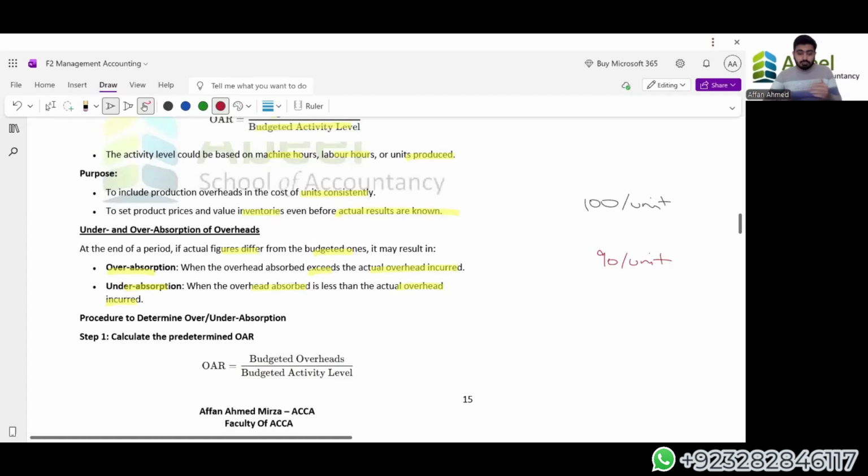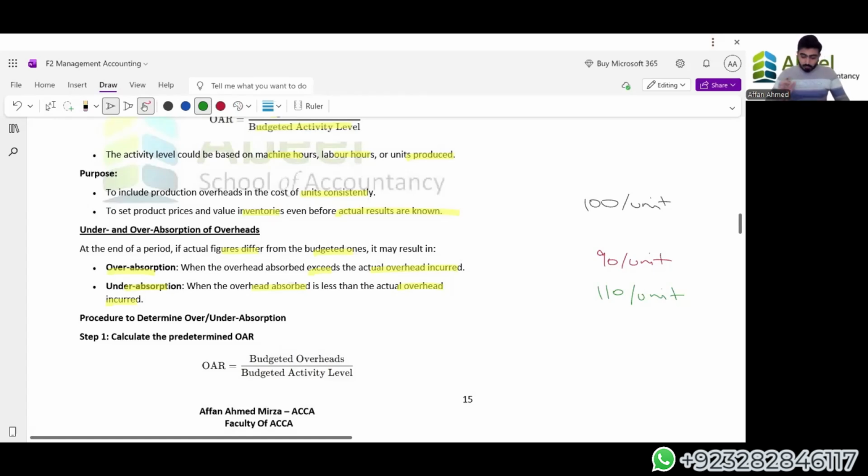Now in the second position, if we have under absorption, this is the position where we have allocated our overheads lower than the actual position. That means our actual overheads come to 110 rupees per unit. We have charged only 100 rupees. In this position, our profit will be overstated because our expenses are understated here. We have not recorded our expenses adequately, so we would need to rectify the financial statements. So I believe this concept is clear to everyone: what is under, what is over, and what is the position.